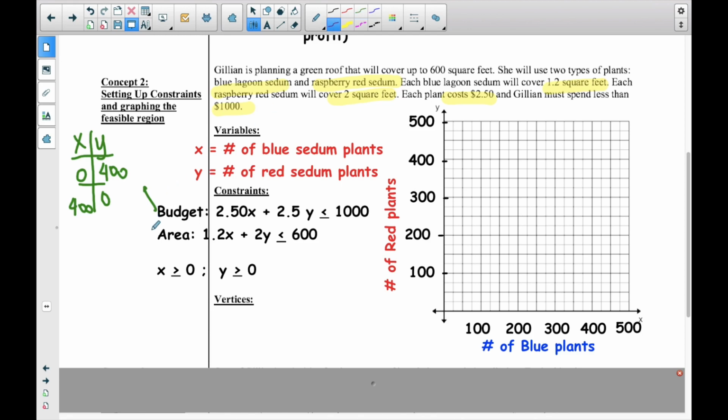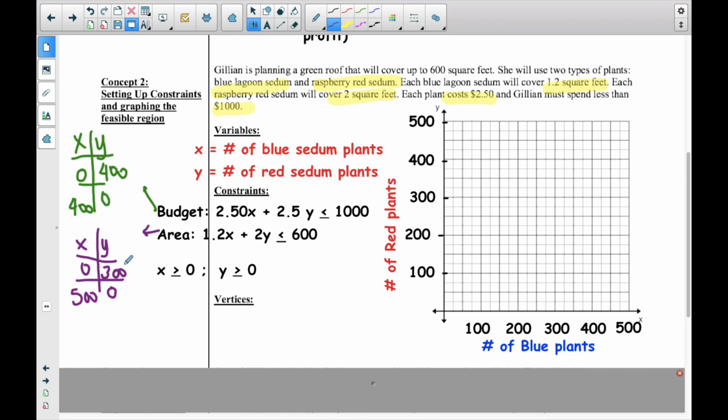I'm going to look at my other area constraint and set up a table of values for that one. So 600 divided by 1.2 and 600 divided by 2. If I plug in a 0 for X, then I get 600 divided by 2, which is 300. And 600 divided by 1.2, I believe that is 500. Okay, so those are my tables of values. That's how I knew to count up to 500.